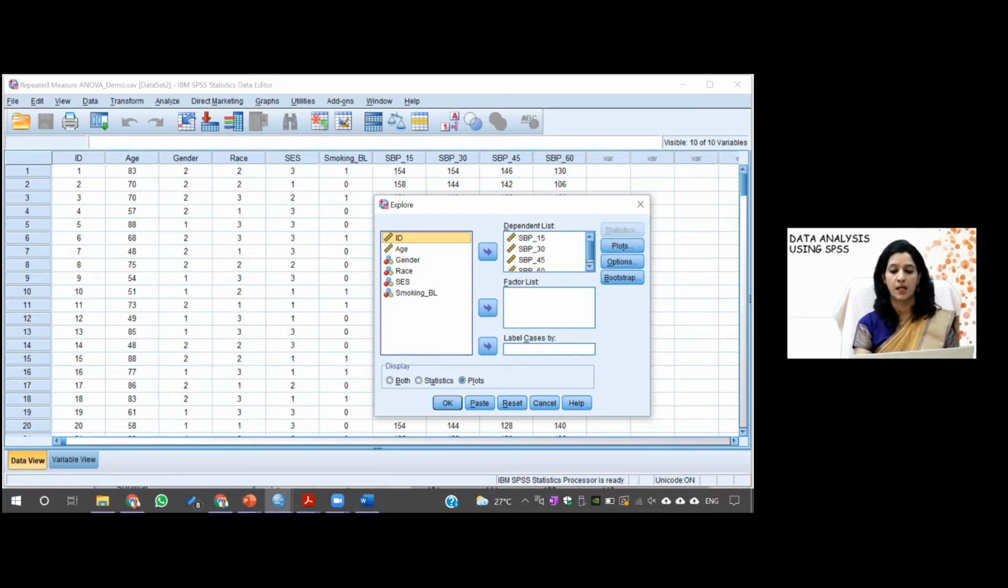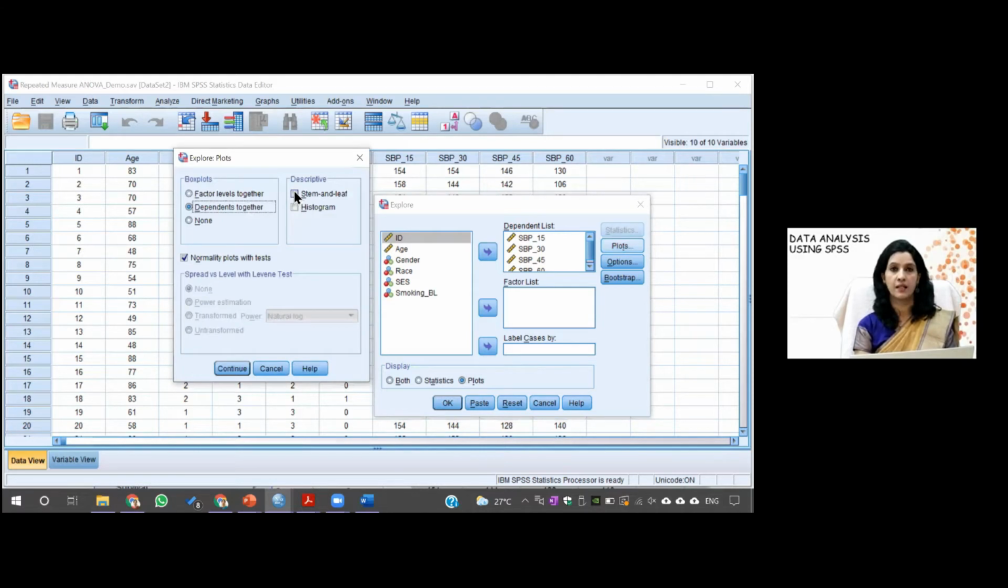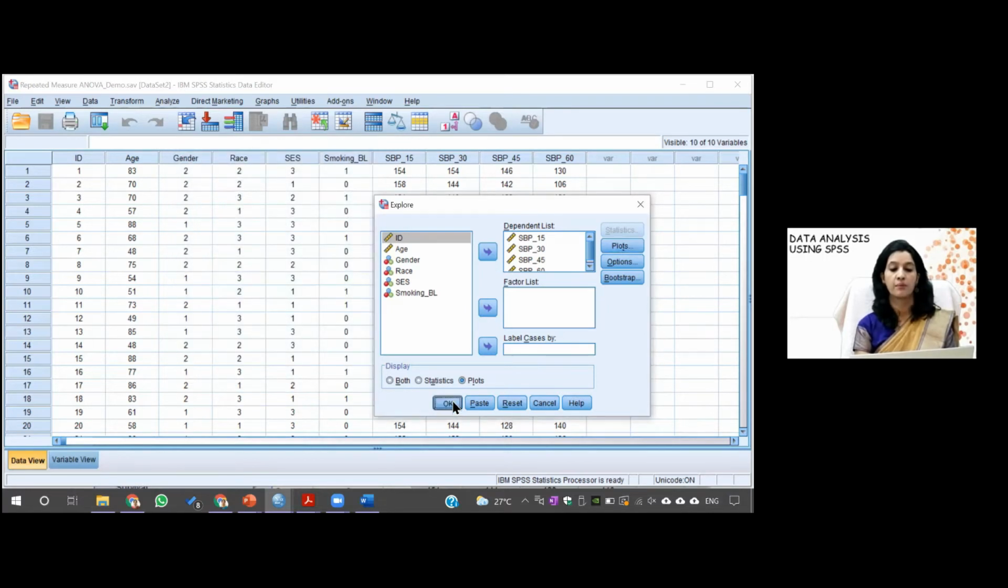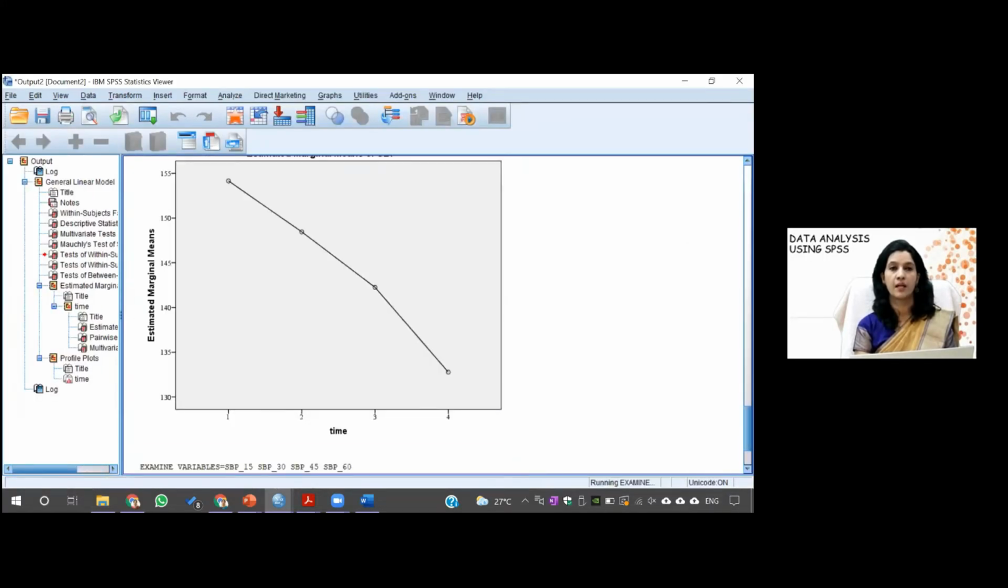So I would do the same. I'll move these 4 variables into the dependent list. Initially both is checked, so I have unchecked this. I only want the normality, and then I will go to the plots. In plots, I will uncheck this stem and leaf, and I will check this normality plot. I'll press continue, press this OK, and then I'll wait for the output.